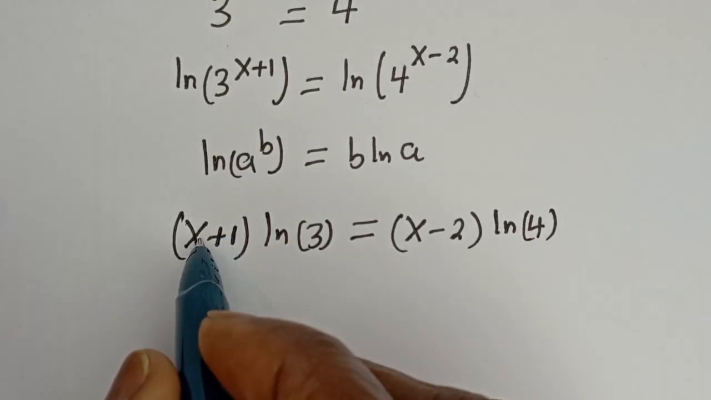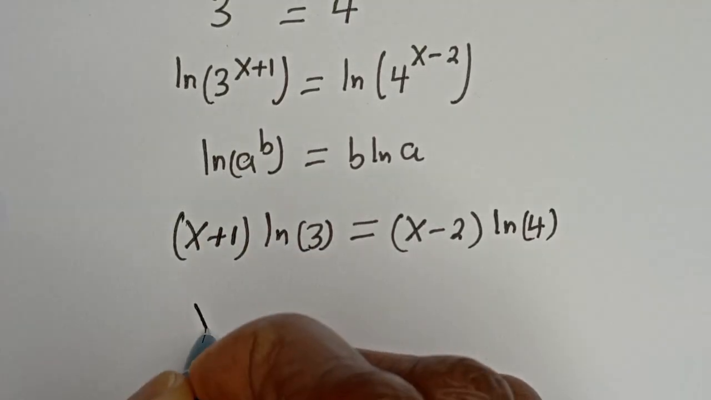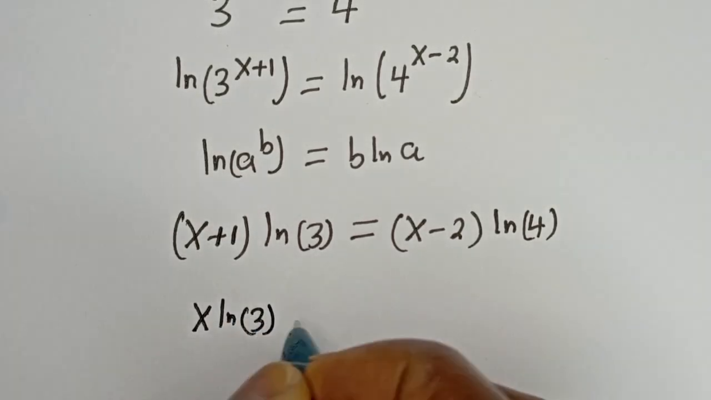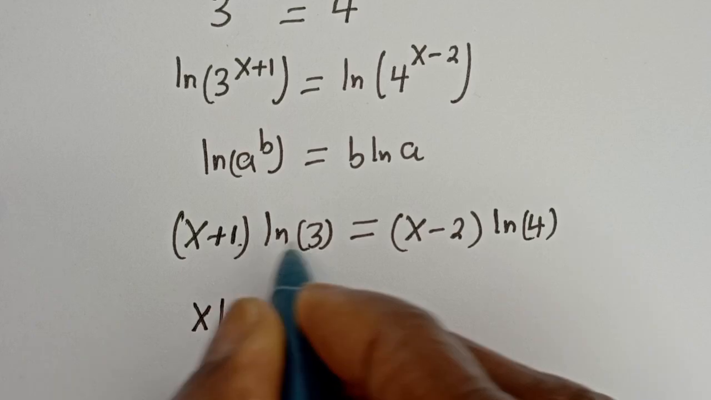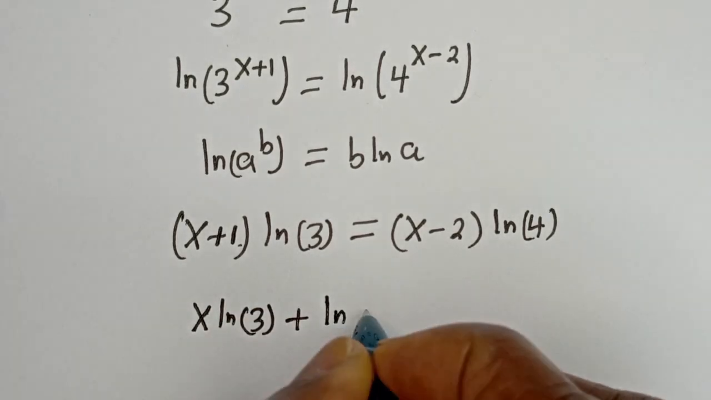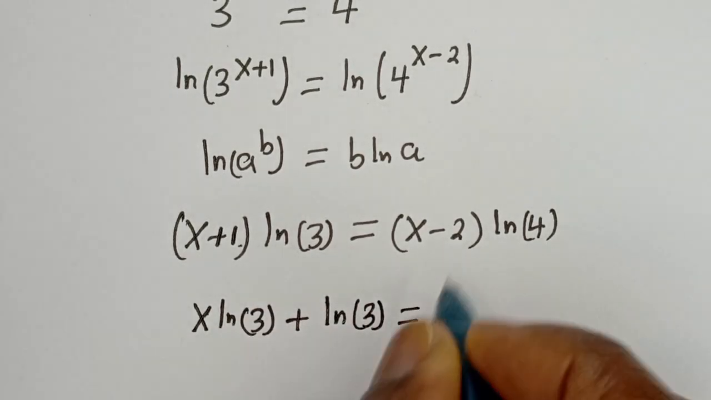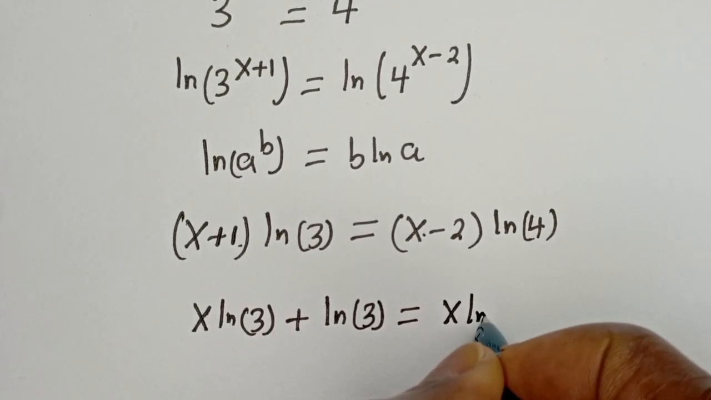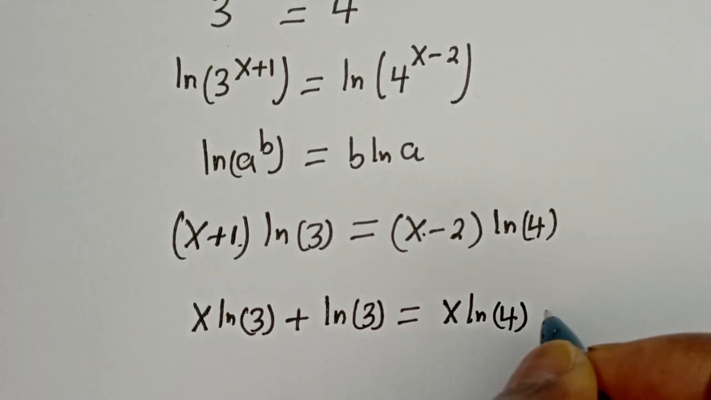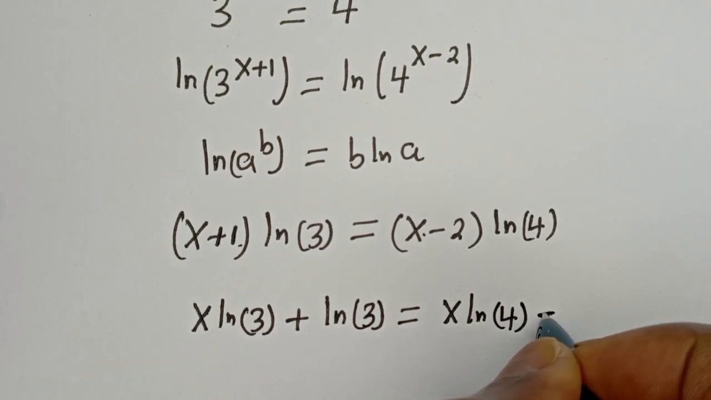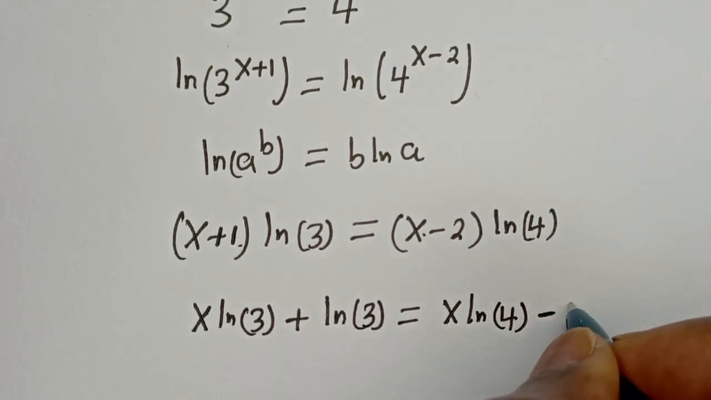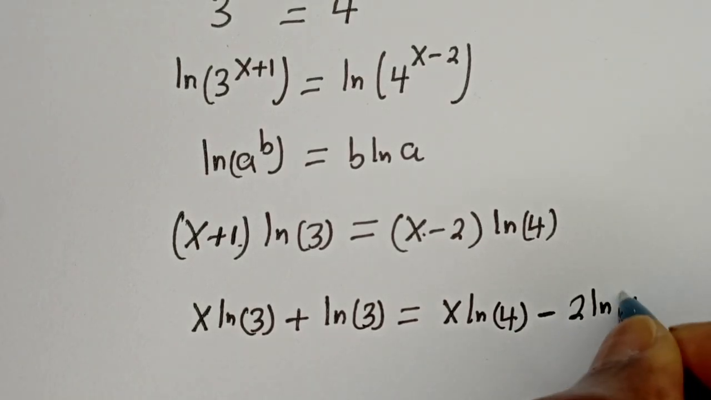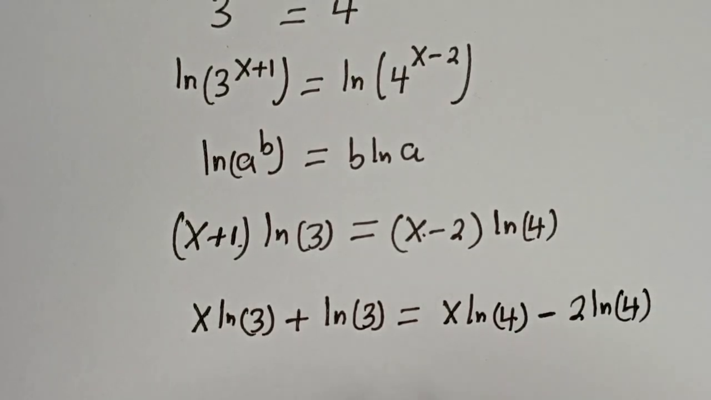Let's open the bracket. x multiplied by ln of 3, this is x ln of 3, plus 1 multiplied by ln of 3, this is ln of 3, is equal to x multiplied by ln of 4, this is x ln of 4, minus 2 multiplied by ln of 4, this is 2 ln of 4. Let's collect the like terms.